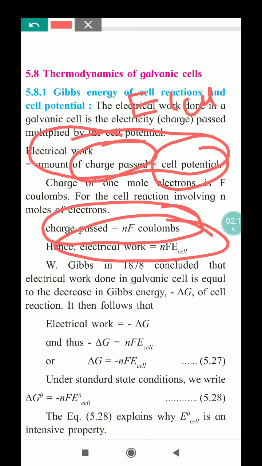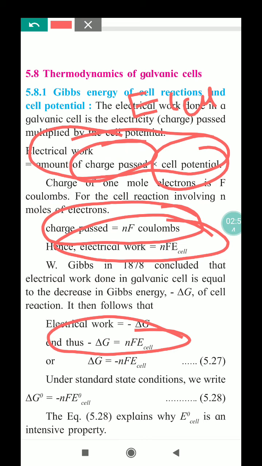Now Gibbs concluded that the electrical work done in a galvanic cell is equal to the decrease in Gibbs energy, that is minus del G. Now students, it is mentioned in thermodynamics that for a spontaneous reaction del G is always negative. So minus del G is equal to the electrical work. Now electrical work is nothing but nF times the EMF of the cell, and therefore minus del G is equal to nF times the EMF of the cell. Let it be equation number 5.27.